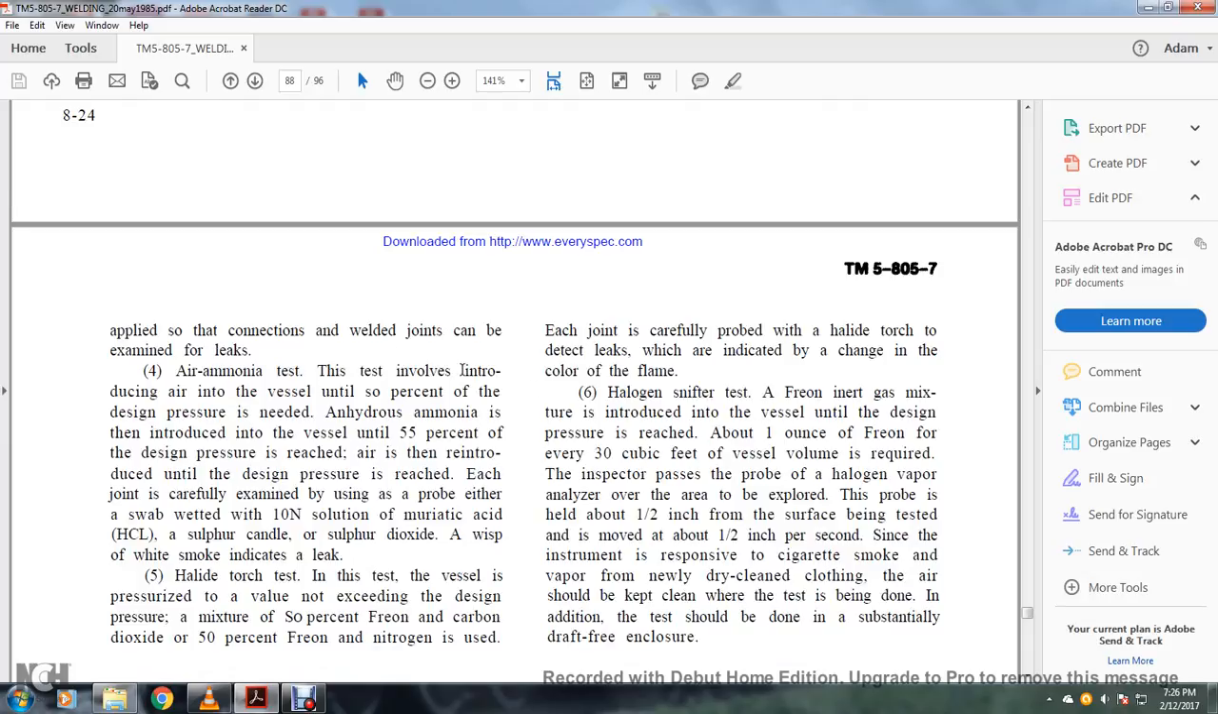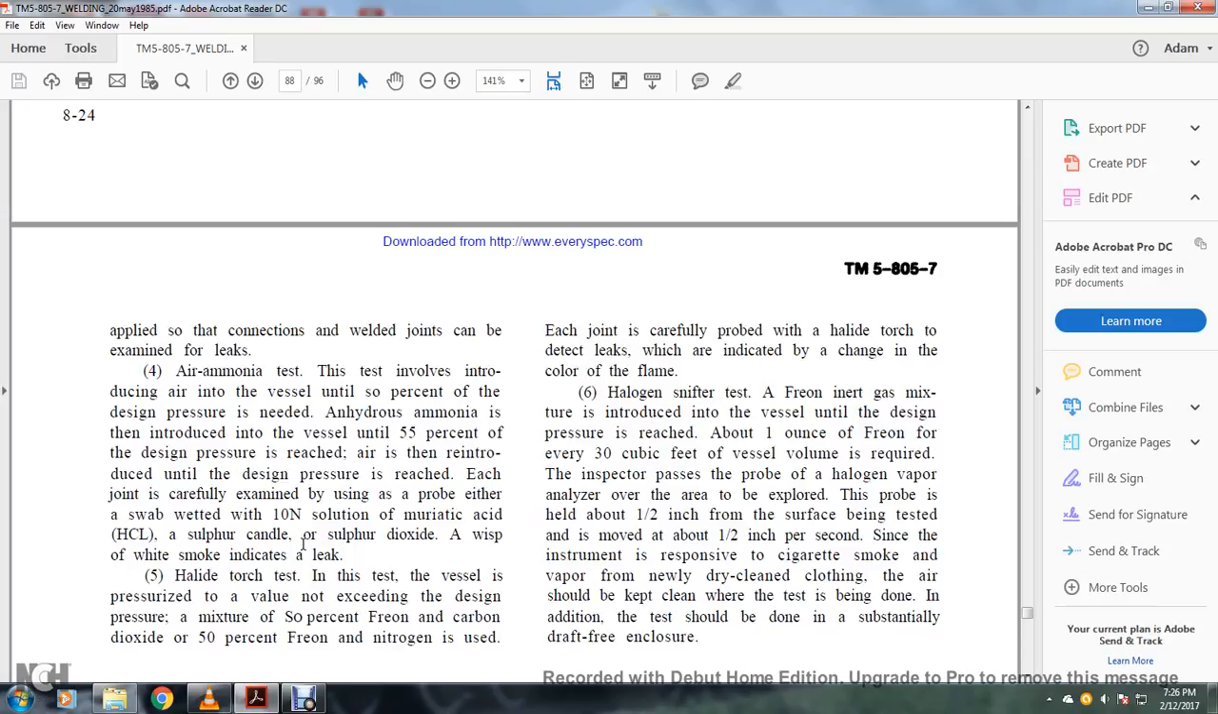The air ammonia test. The test involves introducing air into the vessel at the design pressure procedure. Anhydrous ammonia is introduced into the vessel until 55% of the design pressure is reached, and air is then reintroduced until the design pressure is reached. Each of the joints is carefully examined using a probe, either a swab wetted with a 10N solution of muriatic acid or hydrogen chloride, or a sulfur candle or sulfur dioxide wisp. A white smoke is the indication of a leak.